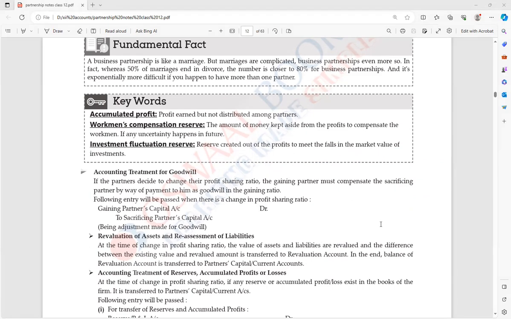Yes, sir. What is the accounting treatment of goodwill? First of all, what is goodwill? Goodwill is nothing but the reputation of the firm. Why is the reputation of the firm important for us? Simple. If the reputation or the goodwill of the firm increases, indirectly the profit of the firm is going to increase.